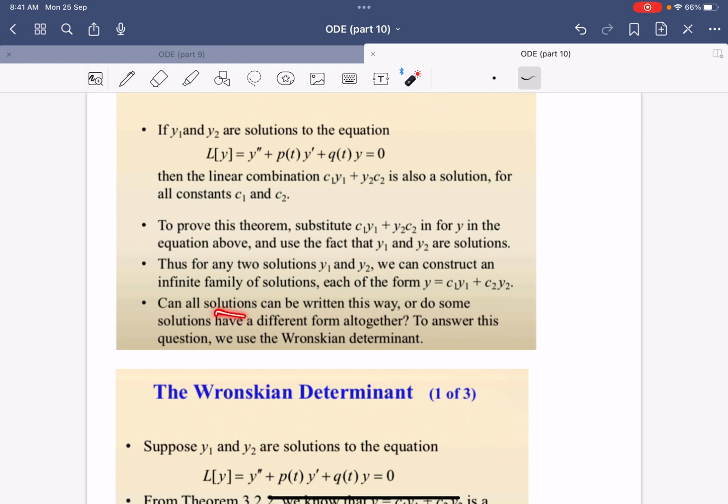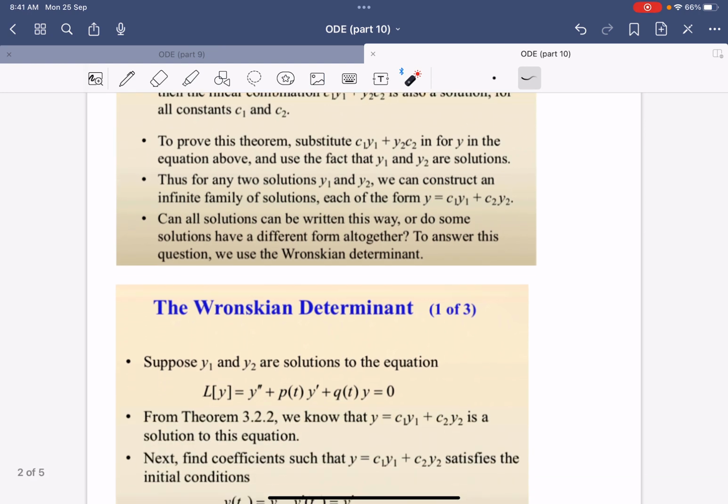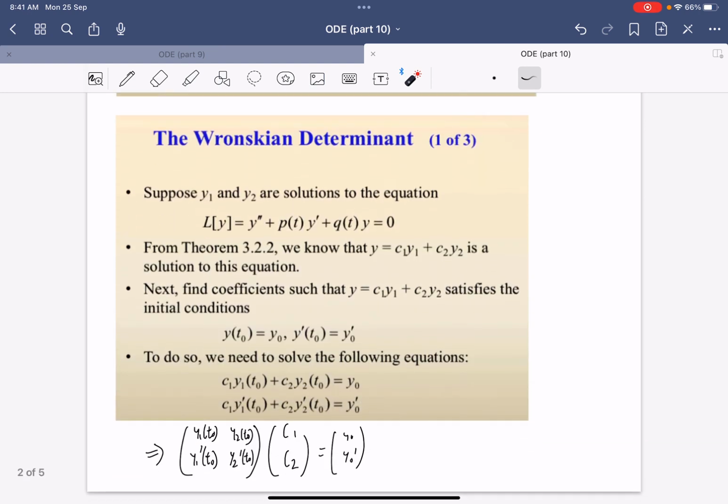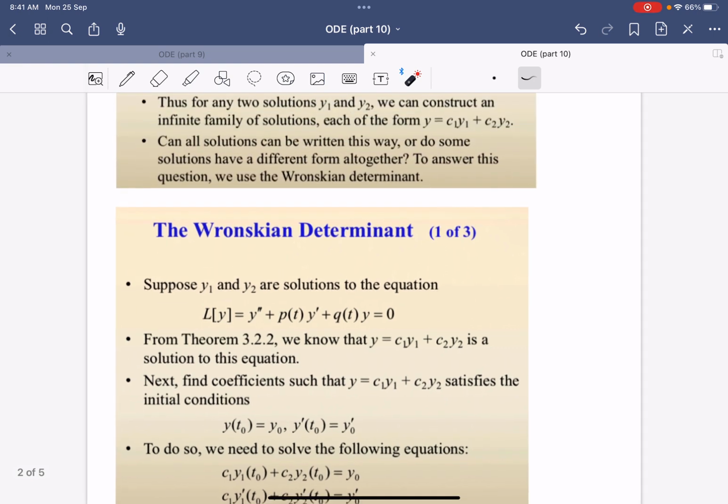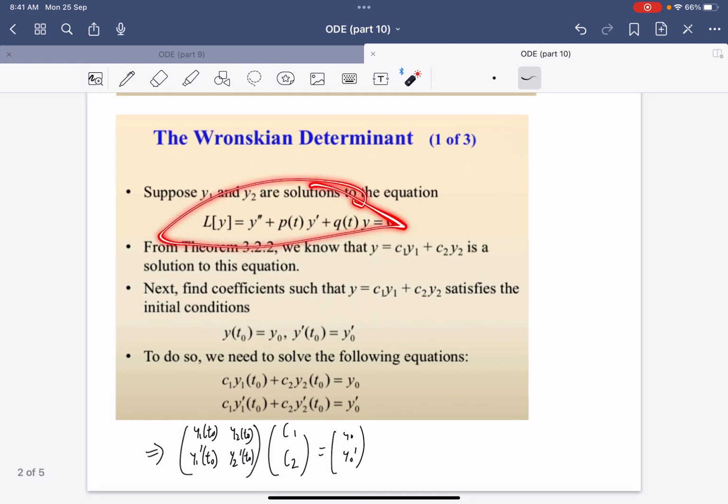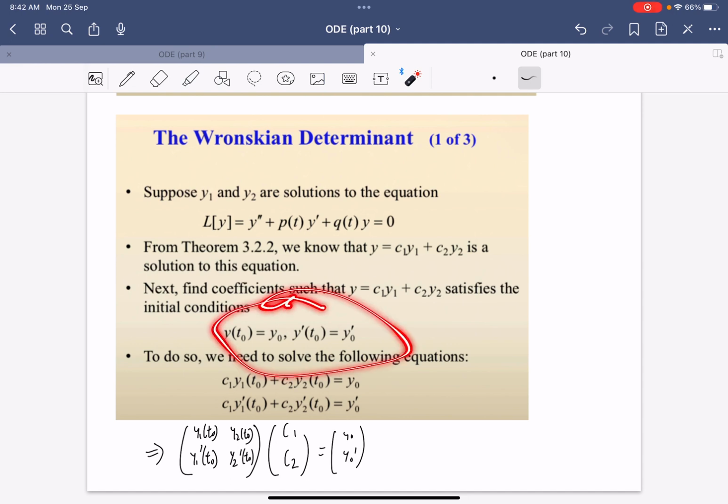But the question now is, can all the solutions be written in this way, or do some solutions differ? We answer it by introducing the Wronskian determinant. Suppose y1 and y2 are solutions to the equation of this linear operator, y double prime plus p(t)y prime plus q(t)y equals 0. We already know that the principle of superposition states that c1y1 plus c2y2 is a solution. Hence, we have to find coefficients that satisfy the following initial conditions.